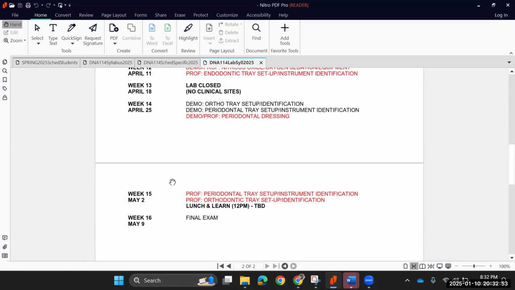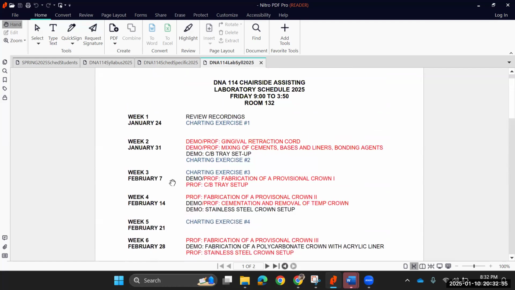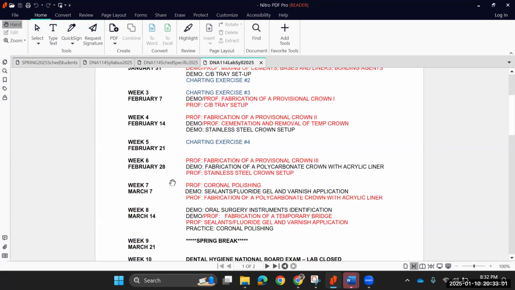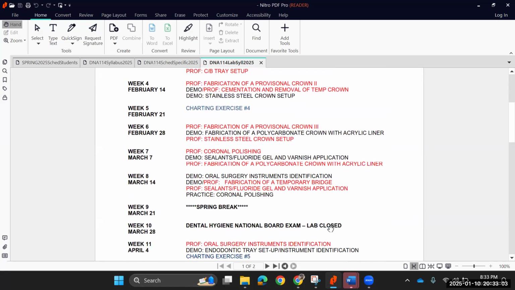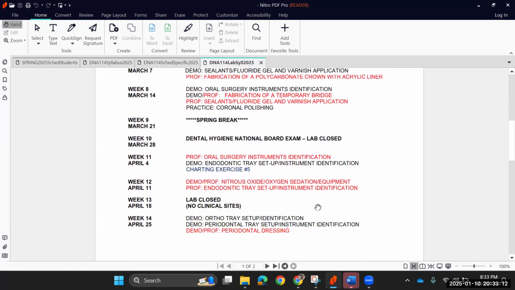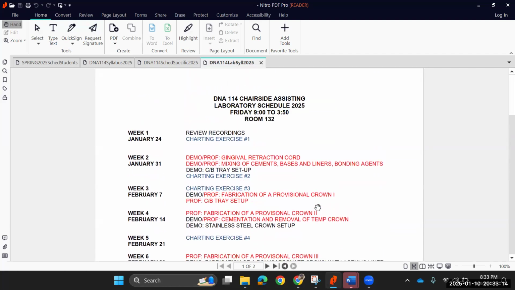Take note of the weeks. They fly by. They really fly by. As you saw in DNA 113, the fall semester flew by. The same thing goes for this. And not to mention, you've got spring break and 2 weeks of not coming to lab. You'll be going to lecture, but 2 weeks of definitely not going to lab at all. So they will go by pretty quickly.